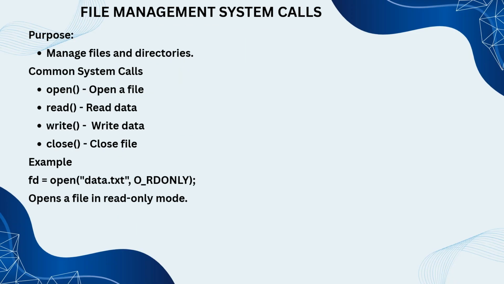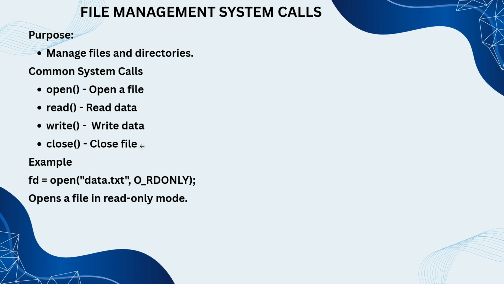The second system call type is file management system calls. It is mainly used to manage files as well as directories. Some common system calls are there. First one, the open system call. It is used to open a file. Then the read system call, used to read the information from the file. Then the write system call, used to write the data into the file. Then the close system call, used to close the file once the operation is completed.